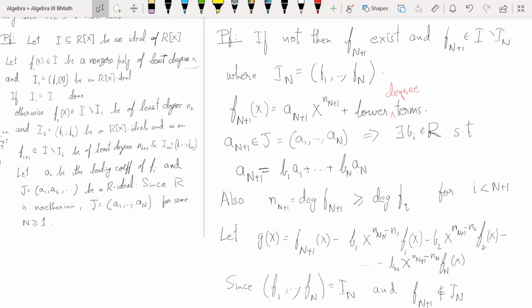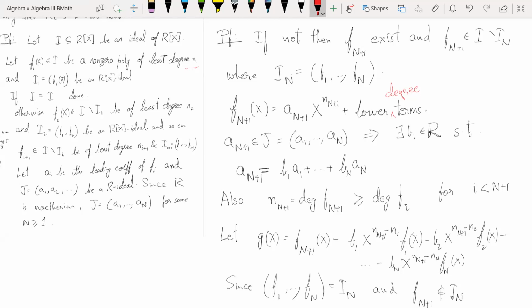So the idea is to just cancel the leading term. You take g(x), which is going to be f_{n+1}(x), and we want to cancel the leading term. How do we cancel the leading term? We take b1 times f1, but we have to make sure that the degree of the leading term is n_{N+1}. So we multiply by x to the power n_{N+1} minus n1, and f1 has degree n1.